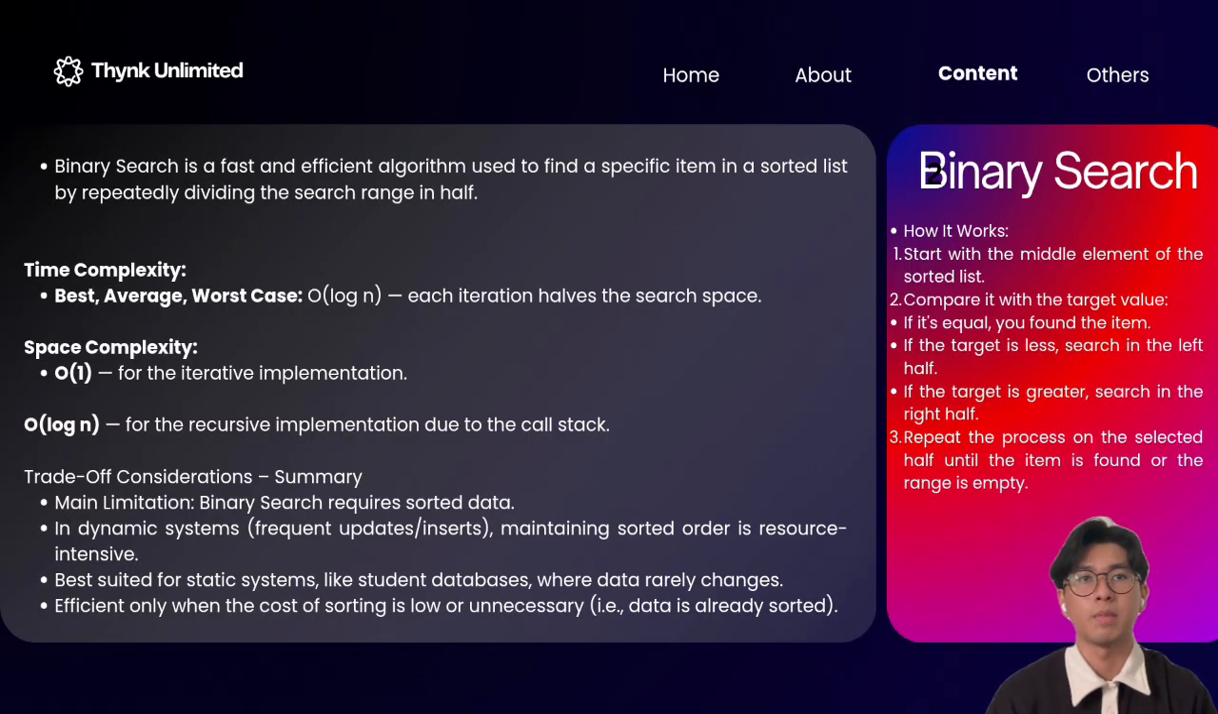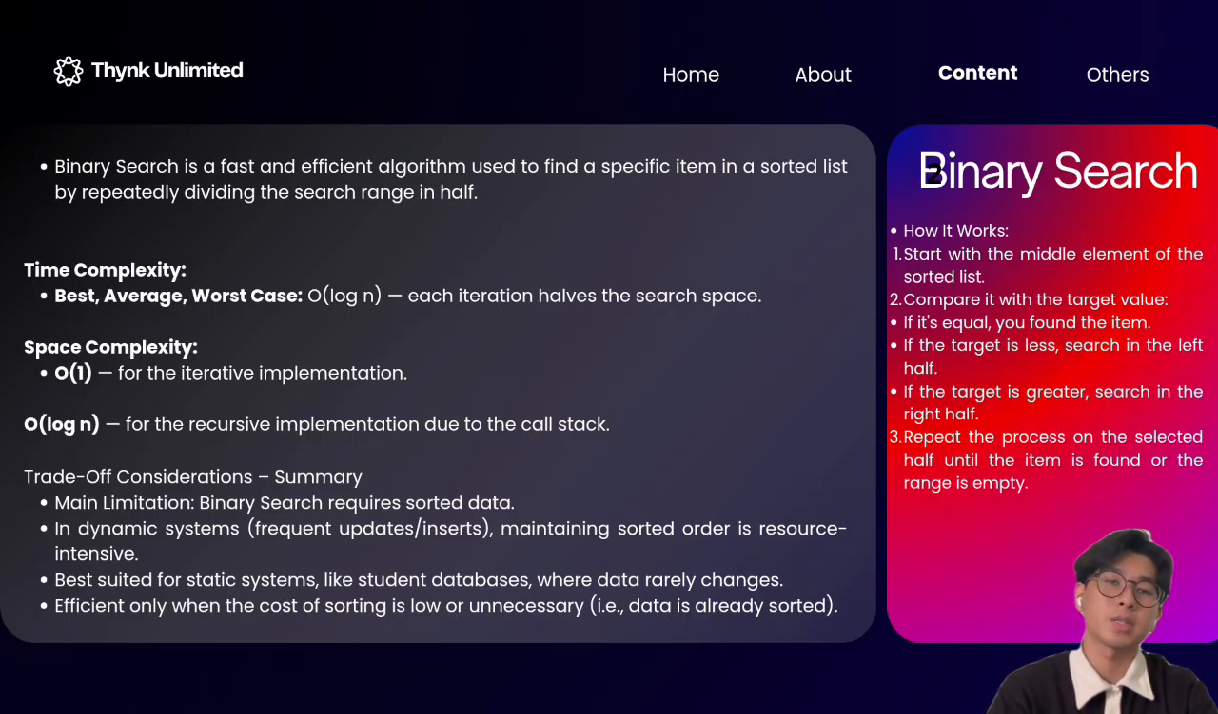Binary search, a much faster algorithm under the right conditions. So how does it work? Basically, binary search works only on sorted data. It starts by examining the middle element of the dataset. If the target is smaller, it will search the left half, and if it is larger, it will search the right half. This process repeats until the item is found or the range is empty.